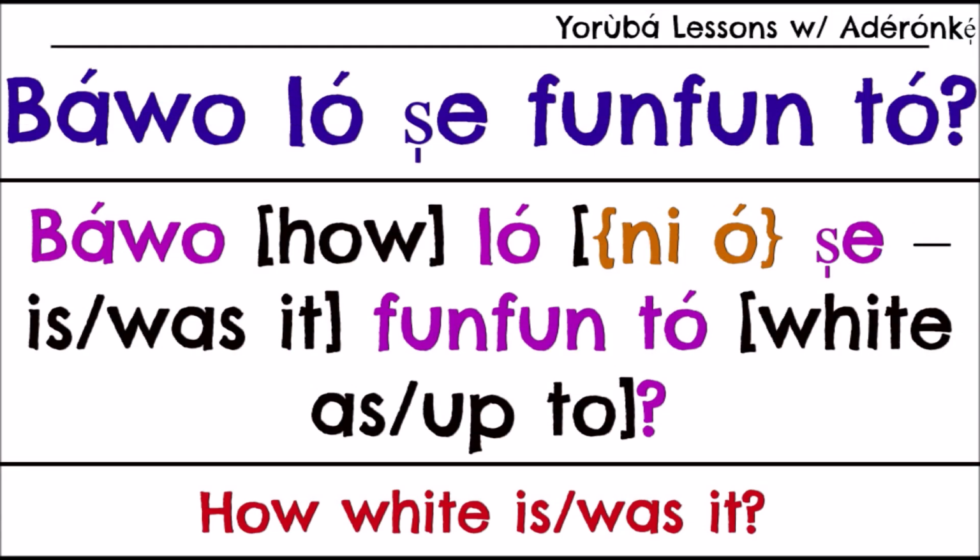How do you say that in Yoruba? Bawo lo se funfun to? Bawo is like how. Lo is a contraction of two words, ni o. So o, like I said, is a gender neutral pronoun. You could literally be talking about a person or a thing. How was it white like? Funfun to. To is like up to, like when you compare it to something, how white was it? Bawo lo se funfun to. How white is it, or how white was it? Either way, it still works.